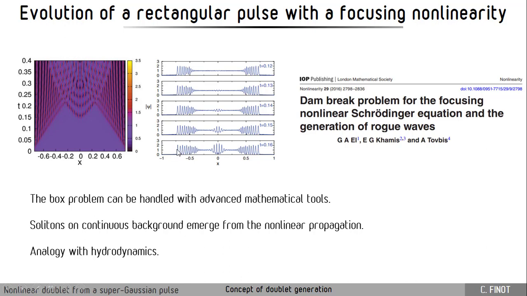And what we can see is that the ultra-short structures are not generated at the center of the waveform. The ultra-short structure is generated at the edge of the structures. So it can be here some soliton over continuous background or some standard soliton. And what is also nice is that there is an analogy that can be built with the field of hydrodynamics.